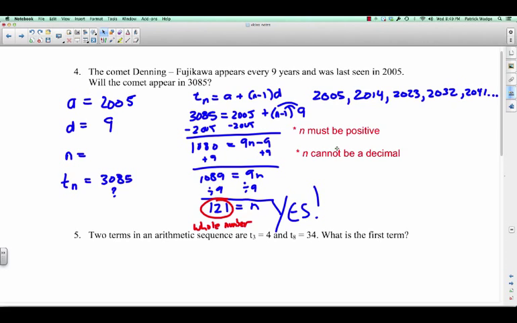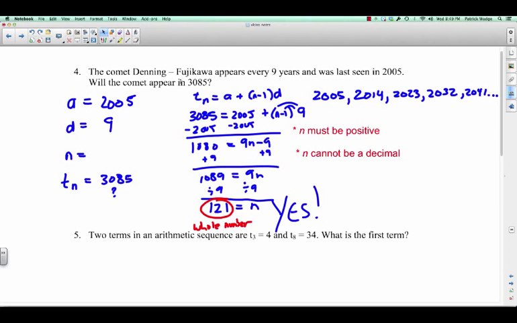Because I couldn't ask you how many kids are in the class and you say there's negative 3 kids in the class. That makes no sense. And it's the same when you're counting numbers in a sequence. You can't have a negative number of numbers, and you can't have a decimal number of numbers. N must be positive, N cannot be a decimal. It's very important that you realize that.